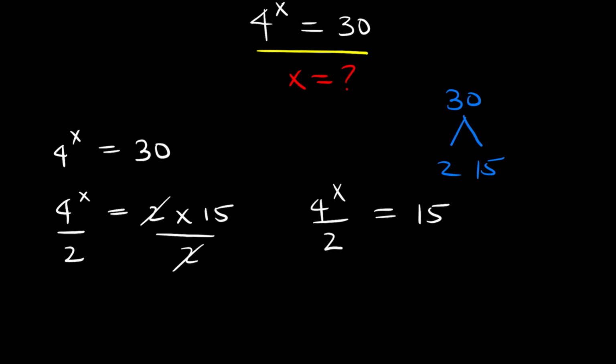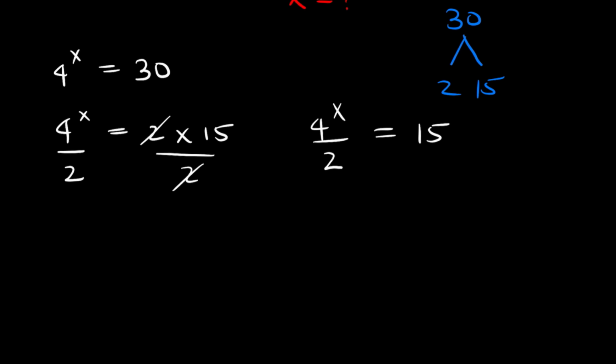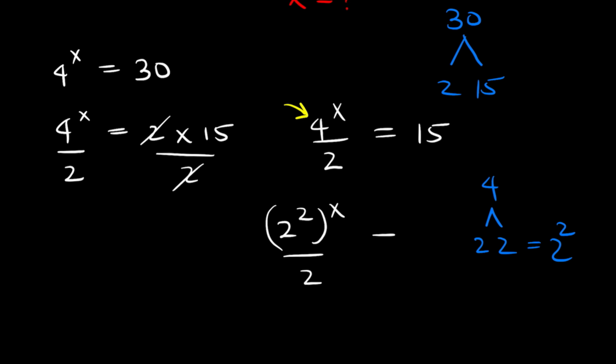Now, what next is required in this step? Let us look at 4 as it is here, 4 raised to power x. We can break 4 itself into 2 times 2 or 2 raised to power 2, which means that 4 raised to power x now becomes 2 raised to power 2 and then raised to power x. So divided by 2 is equal to 15.